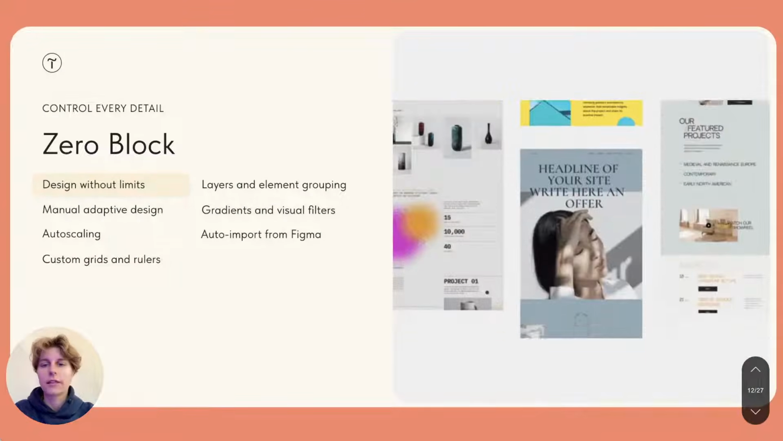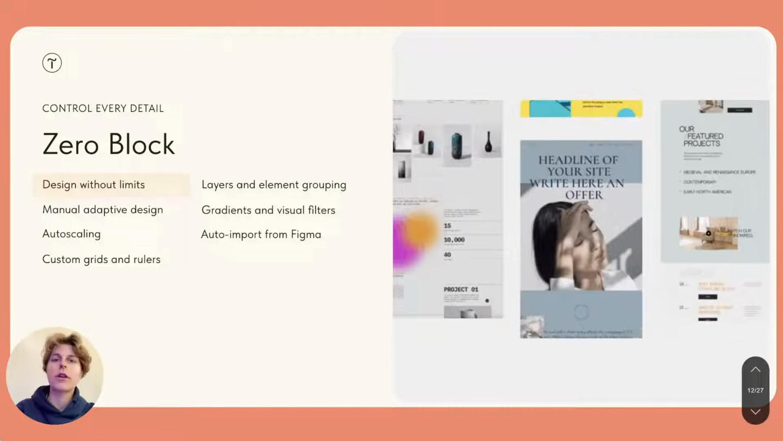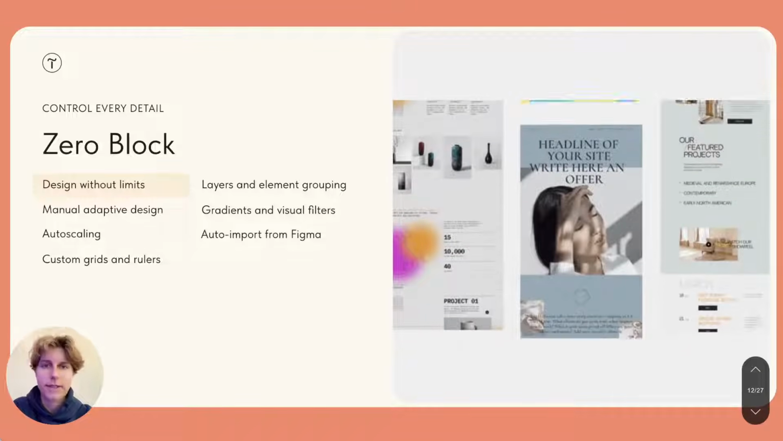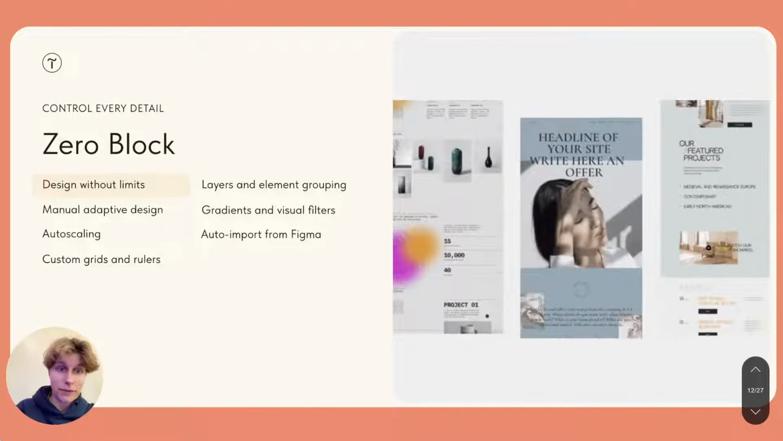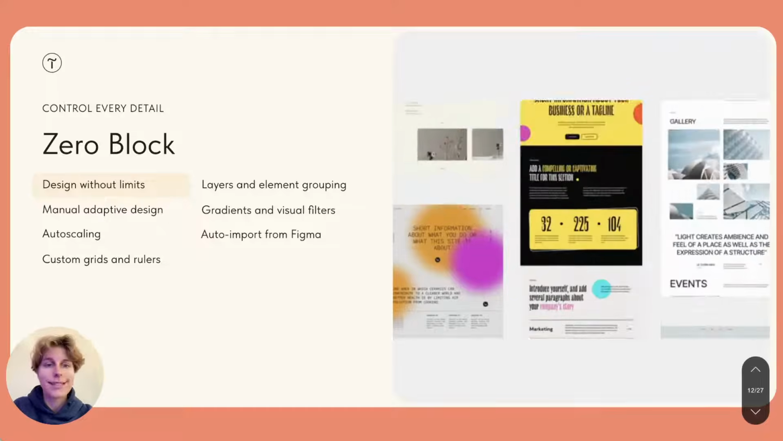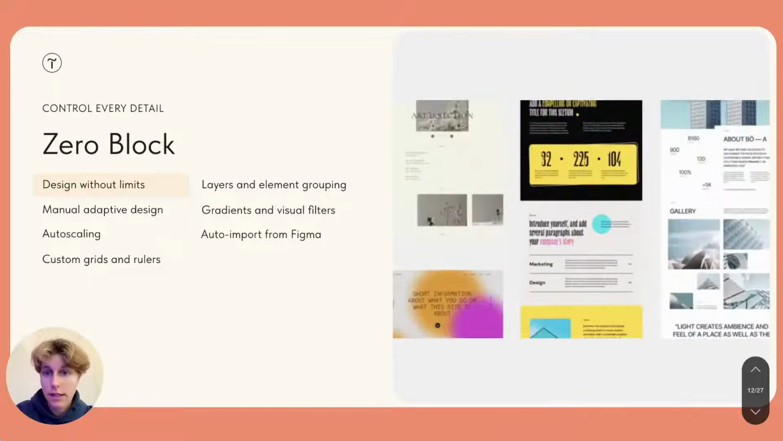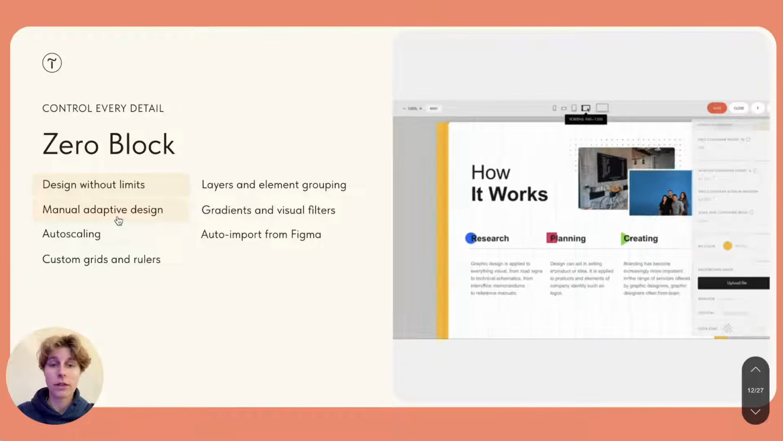Right. Then zero block. So what is zero block? Zero block is a special block that allows you to create unique blocks, unique sections. So it's kind of a canvas, kind of a graphics editor, we call it web design editor, inside of the platform. So first of all, you can design without limits. You can add elements, move them around the artboard as you wish, right? You can also do the manual adaptive design.